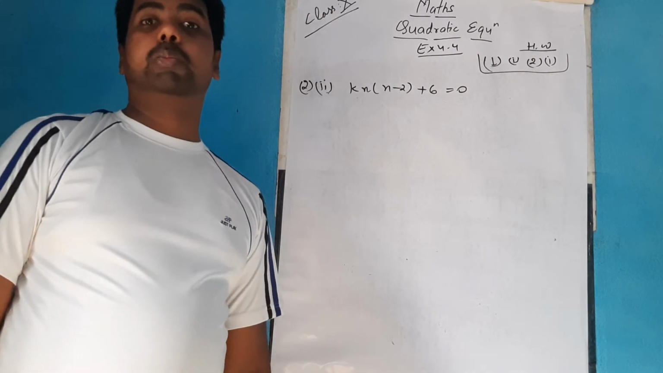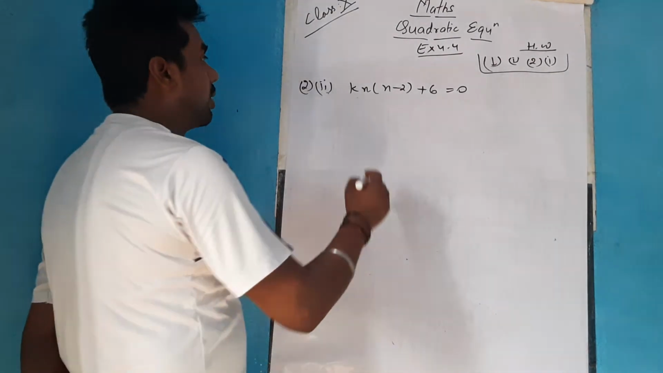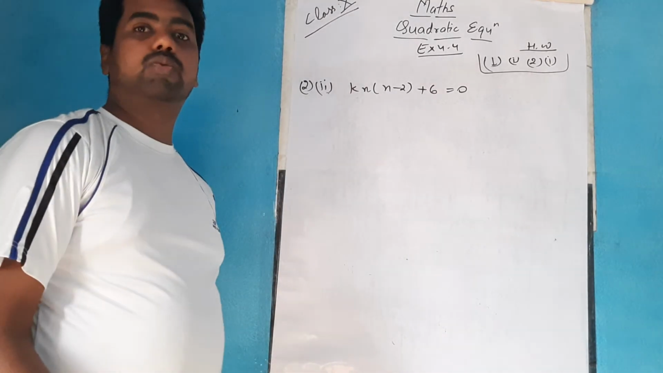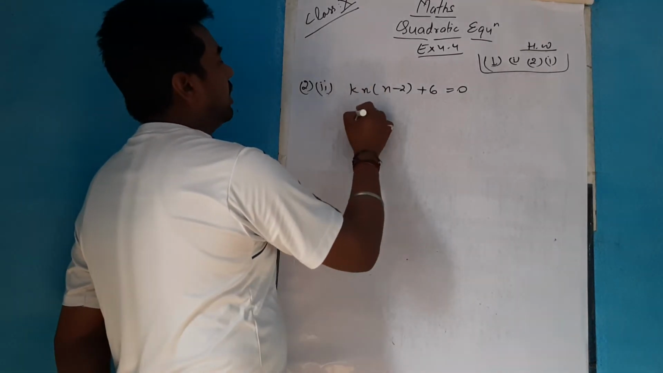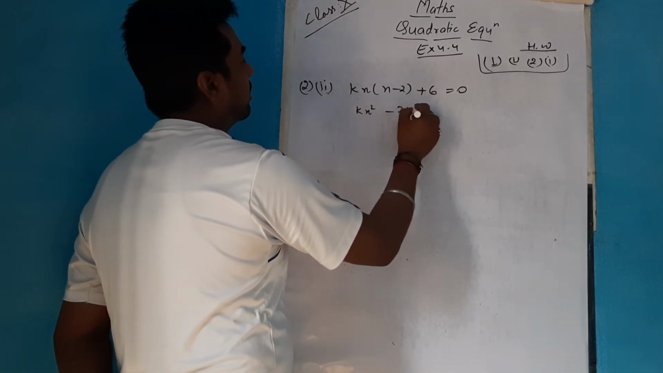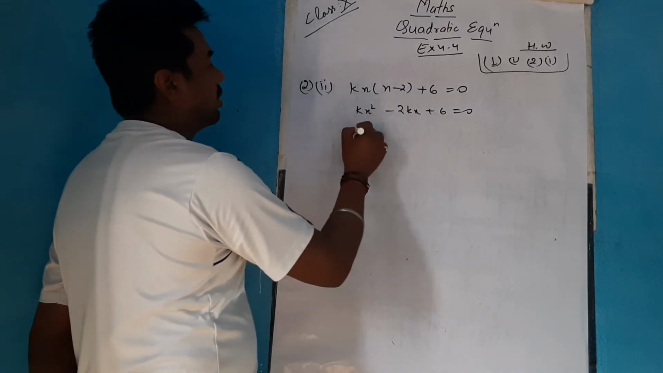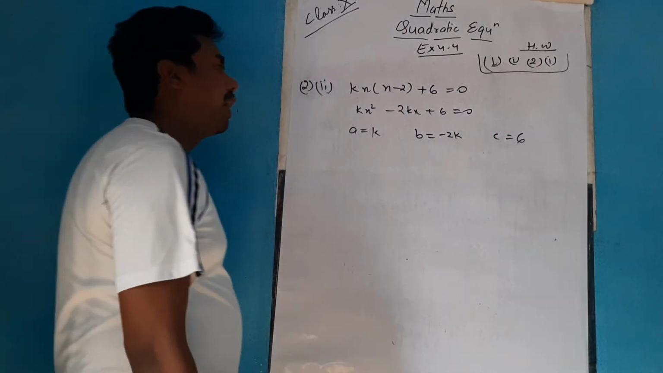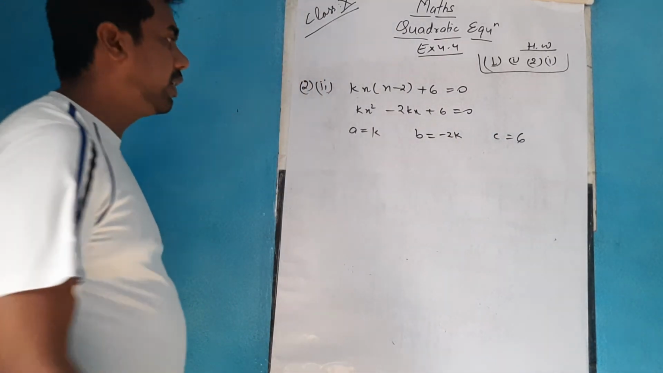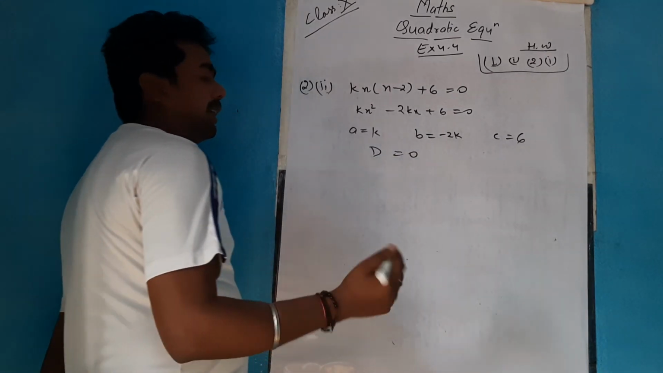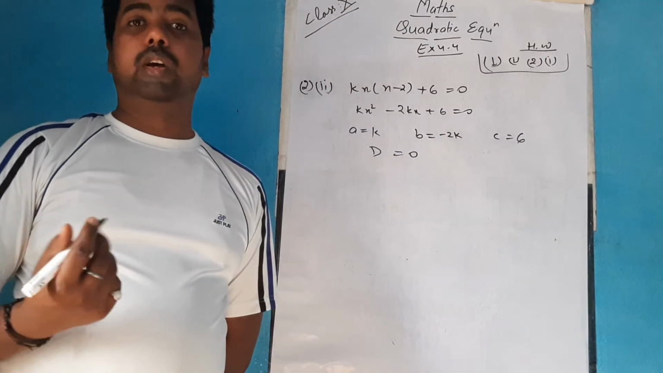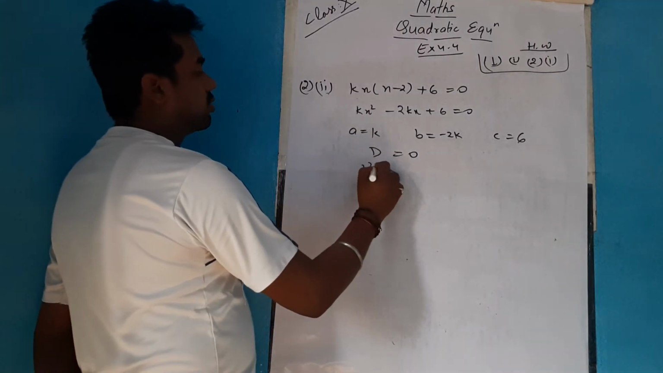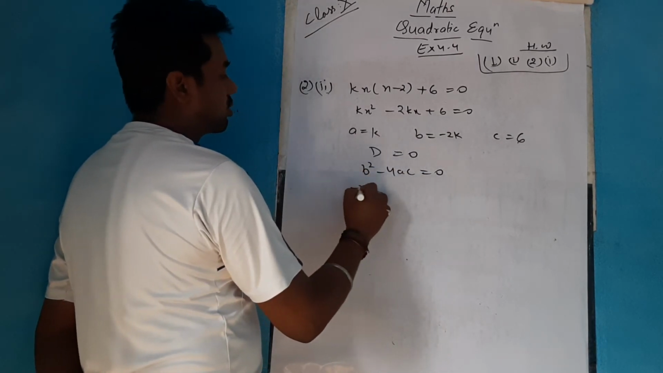So two equal roots are possible when the value of D is equal to 0. So first let us write our equation in the standard form of a quadratic equation, which is ax square plus bx plus c. So when you multiply, that becomes kx square minus 2kx plus 6 equals to 0. Now get the value of a, b, c. After getting the value of a, b and c, we can get the value of discriminant D equals to 0, as it is given that the roots are equal, and the roots are equal when D is equal to 0. So we'll put D equals to 0, that is b square minus 4ac equals to 0.